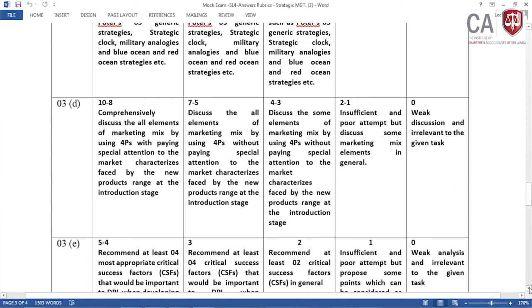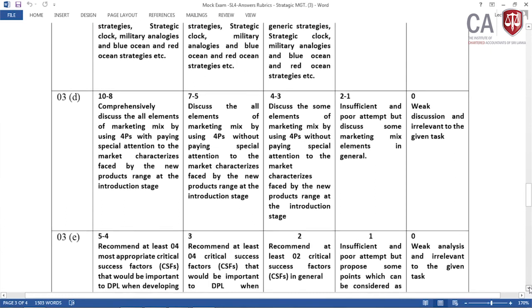If you are not talking about the features sufficiently, you will get only 7 to 5 marks. 4 to 3 marks: discuss some elements of marketing mix by using 4 P's without paying special attention to the market characteristics. Only some elements are discussed, not the whole 4. 2 to 1 marks: insufficient and poor attempt but discuss some marketing mix elements in general. 0: weak discussion and irrelevant to the given task.